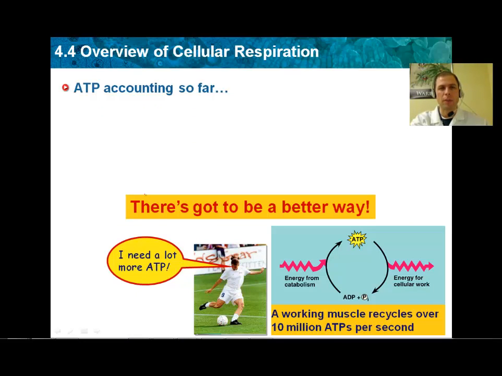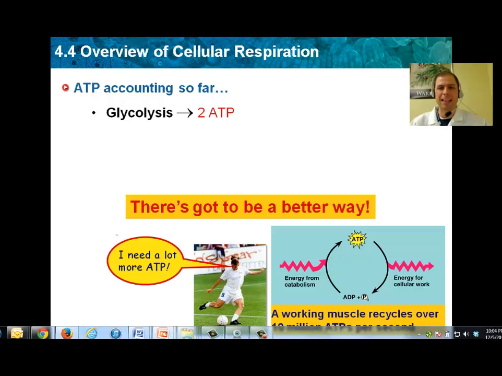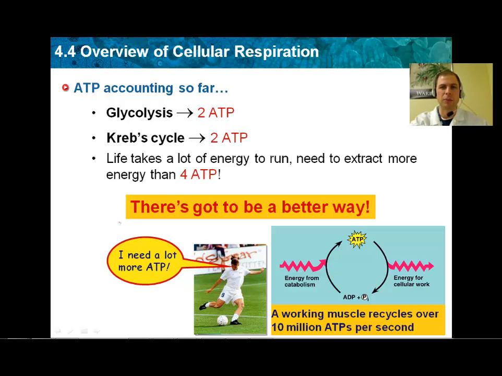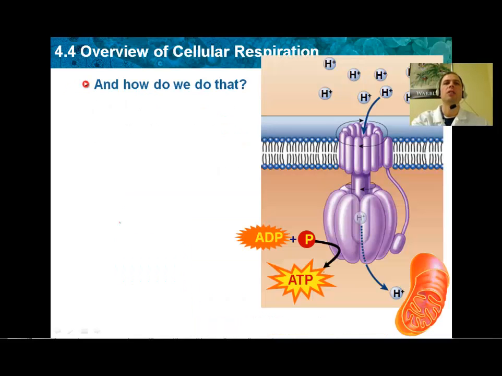We have to be able to do this because we need a lot of ATP. Specifically, we can burn up to 10 million ATPs per second by working our muscles. 2 ATPs from glycolysis, 2 ATPs from the Krebs cycle. Yikes, we are really struggling at this point. So there is a better way. How do we make more ATP?